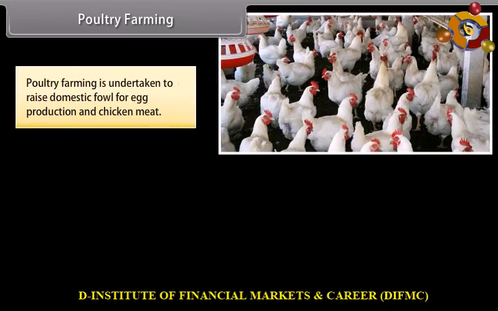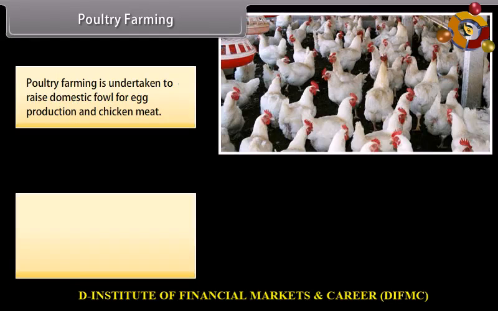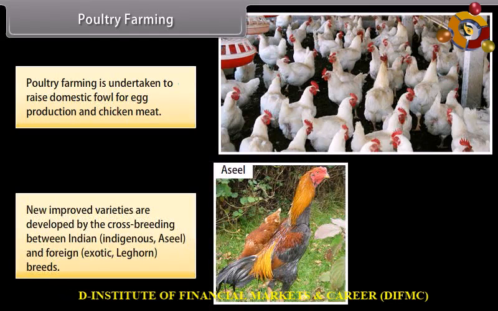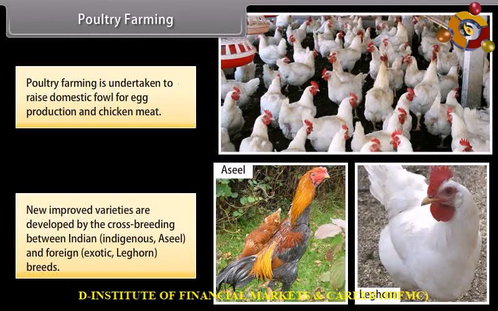Poultry farming. Poultry farming is undertaken to raise domestic fowl for egg production and chicken meat. New improved varieties are developed by crossbreeding between Indian indigenous Asil and foreign exotic Leghorn breeds.